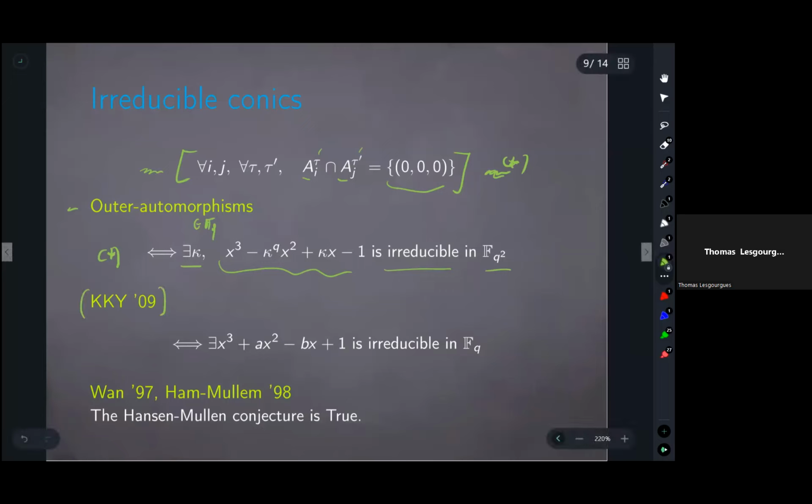We use a theorem, a recent one from Kim Yi, which proves that that is equivalent to another cubic being irreducible, but now in F_q. And actually, that is something that is known as the Hansen-Mullen conjecture. It was conjectured in the 90s, and it was proven true in '97 and '98. So it might not be very clear now how this concludes the proof, because I will give you the journey and the way back now. But from that point, we were done.